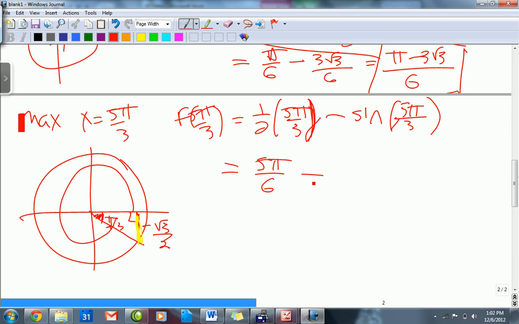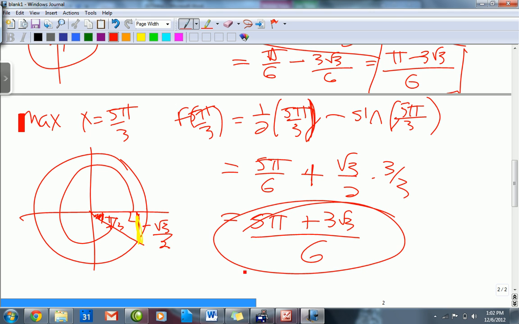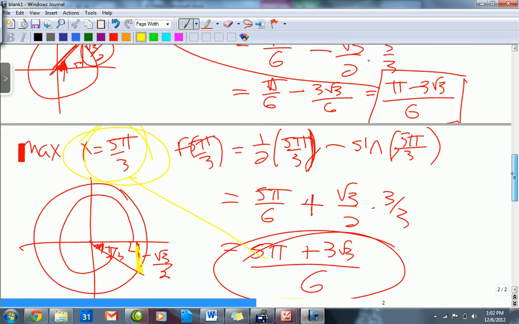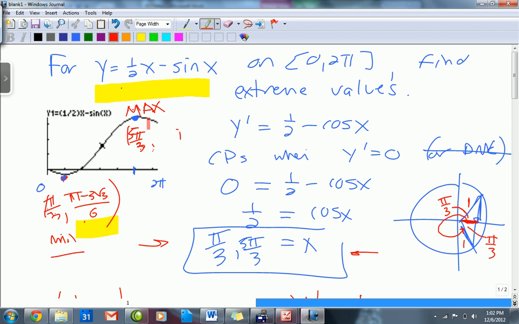So we end up subtracting that, which adds that root 3 over 2. Okay, and again, to have a common denominator, I get 5 pi plus 3 root 3 all over 6. Okay, so that is the maximum value. It happens here, right? But the actual maximum value is the y value, 5 pi plus 3 root 3 all over 6. So therefore the max is 5 pi plus 3 root 3 all over 6. Okay? So that's kind of a complicated way to justify something that's pretty obvious. But nonetheless, it is how we can use the calculus to find max and min values.